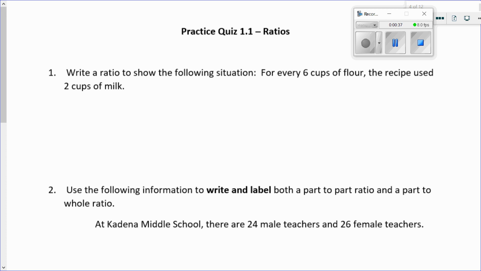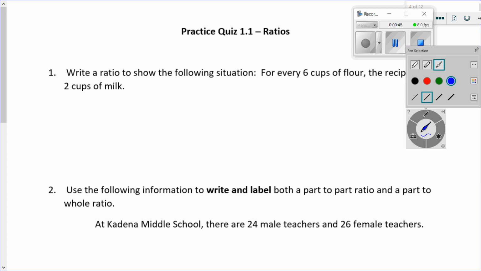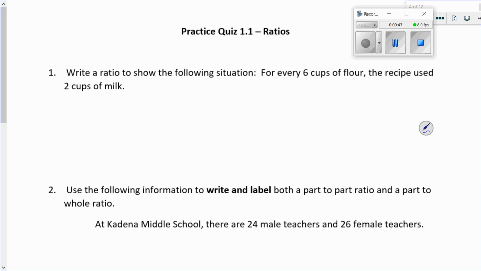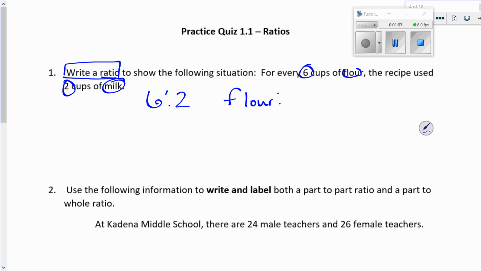Okay. So that being said, I'm going to go through this relatively quickly because we've got a lot of other things we need to cover today. Our first question, and I will again stress the importance of marking the text. Right here, write a ratio. That is our task, to show the following situation. For every 6 cups of flour, the recipe used 2 cups of milk. So what is my ratio? 6 to 2. Get used to just writing out the description as well, guys. In this case, it didn't ask for the description, so we wouldn't count that wrong if you didn't have it.